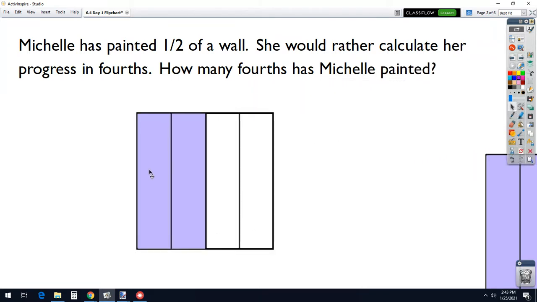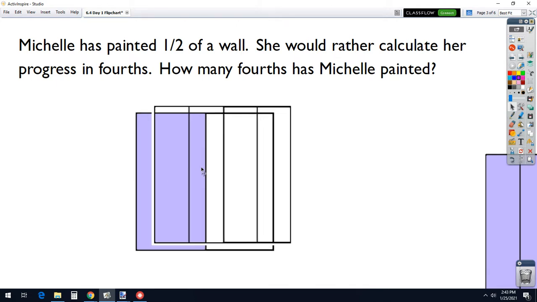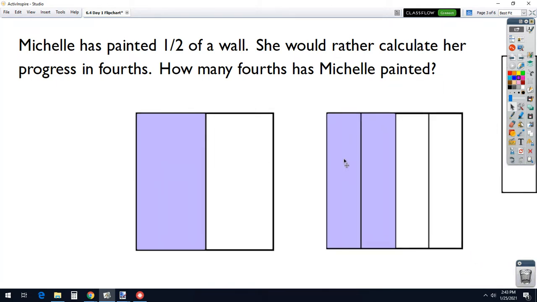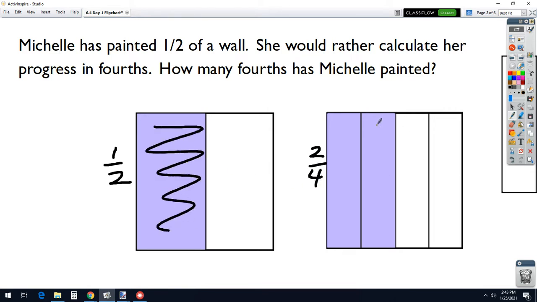I'm going to break these into fourths. How many fourths are there? Well, you can count. There's 1 of them. There's 2 of them. So we could make the statement that 1/2 is equivalent to how many fourths? Is equivalent to 2 fourths. It's the same amount of wall, whether it's over here or whether it's out of here. We're just naming it something different.